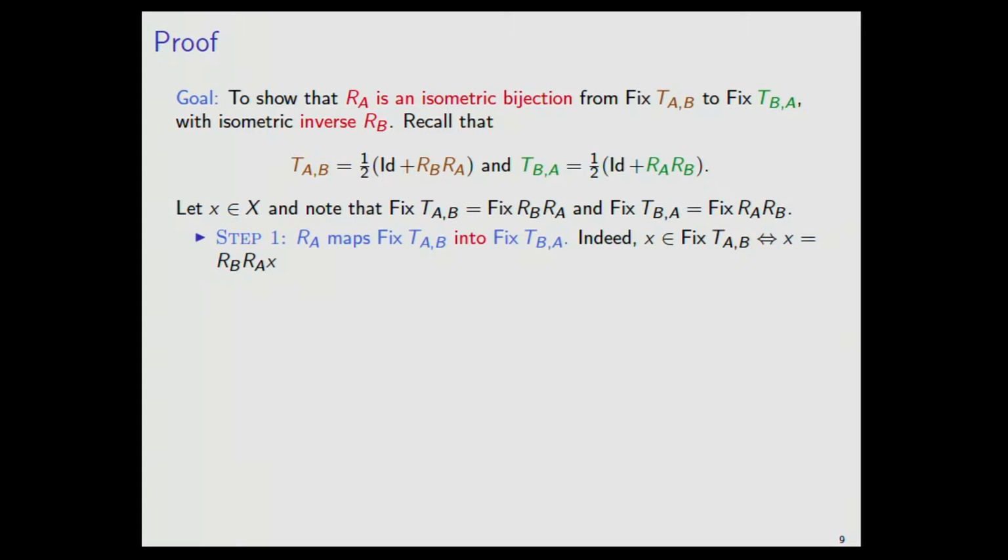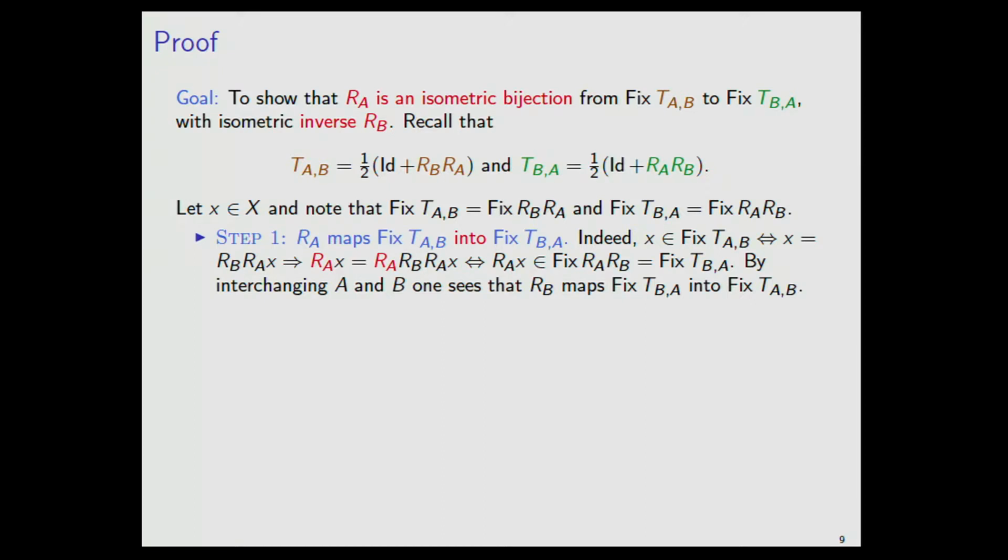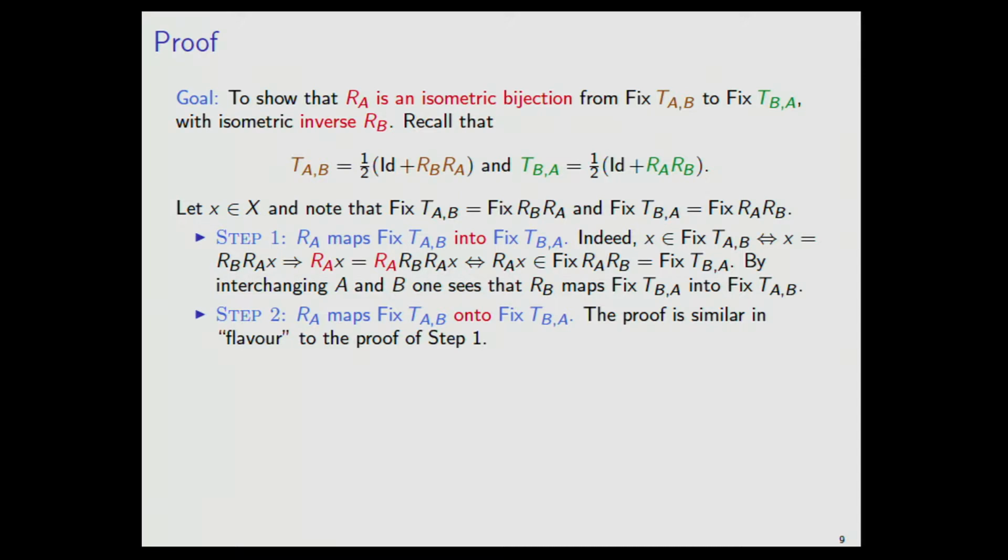So we want to prove bijection, so onto, first here. So we start with an X in the fixed point of TAB. It's the same as being a fixed point of the composition of the reflectors. And therefore, you just apply RA to both sides. When you apply RA to that identity, you can easily see that that would actually correspond to having RA X as a fixed point of RA RB. And that means that it's a fixed point of the other order. So it maps it into fixed TBA, and we can do the same by interchanging the roles. Everything holds. Step 2 is the onto part, very similar in flavor to part 1, so I won't do it.